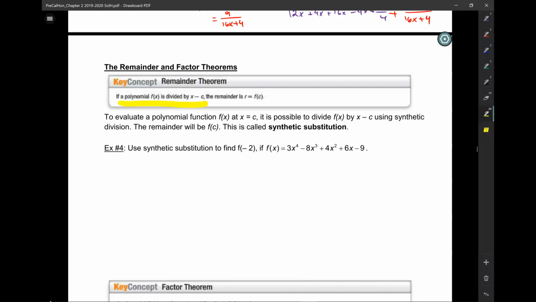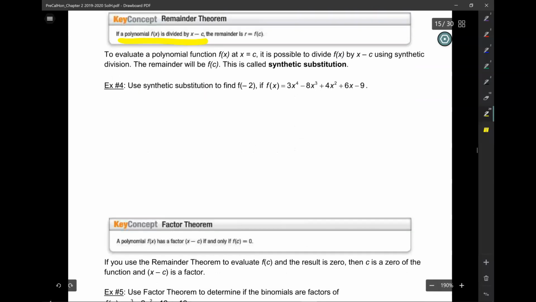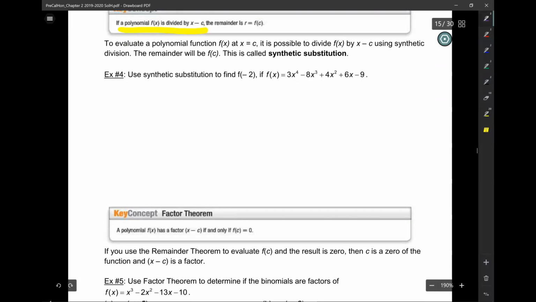So for example, I have this polynomial function here. I can find f of negative 2, right? What would we normally do if you wanted f of negative 2? Plug it in, direct substitution, and get the answer. You could also do synthetic division, and then whatever the remainder is, that's your answer. So let's try it. Let's not take anything for granted. Let's first do what we call direct substitution.